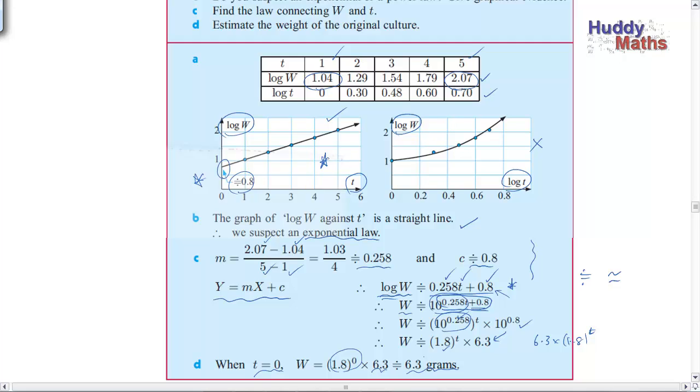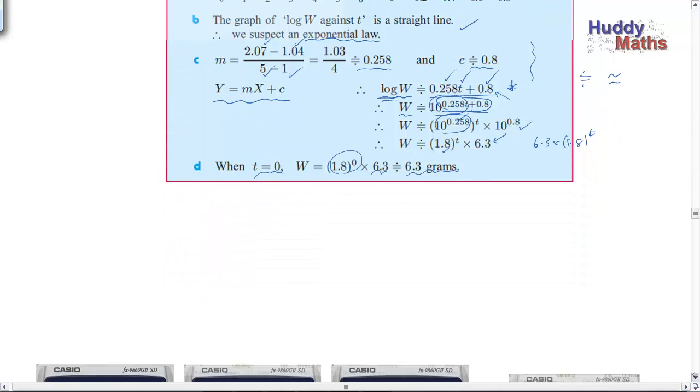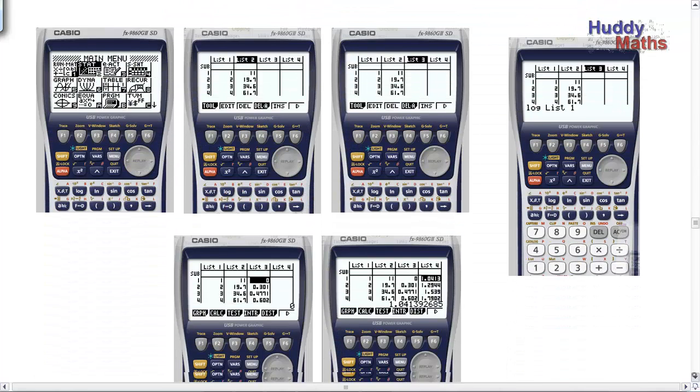So that's a good way of checking, comparing the log against the ordinary variable, or log against the log of the variable, to see which one straightens the line out, if you like. Okay, I hope you've got the idea there. You might have to watch this a bit more.